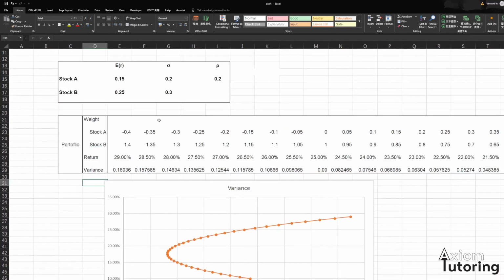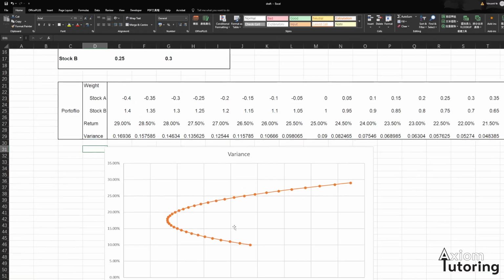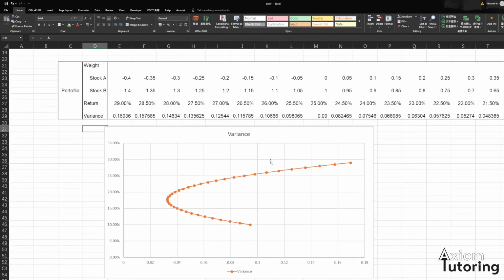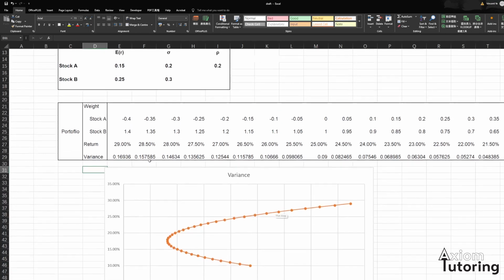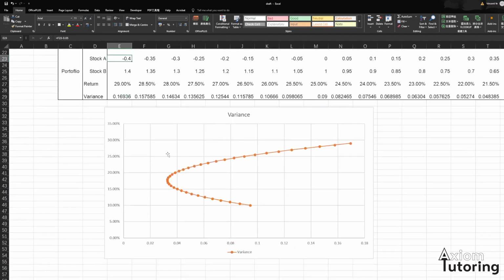Again, with these numbers, you can play around by changing them a little bit and see how the graph will look. You will extend the curve compared to the situation where short selling is not allowed, and then you can have an overall understanding of how the portfolio return and variance will change depending on the weights. It's just that we're adding more weights and extending them to negative numbers here. Okay, I'll see you in the next video.